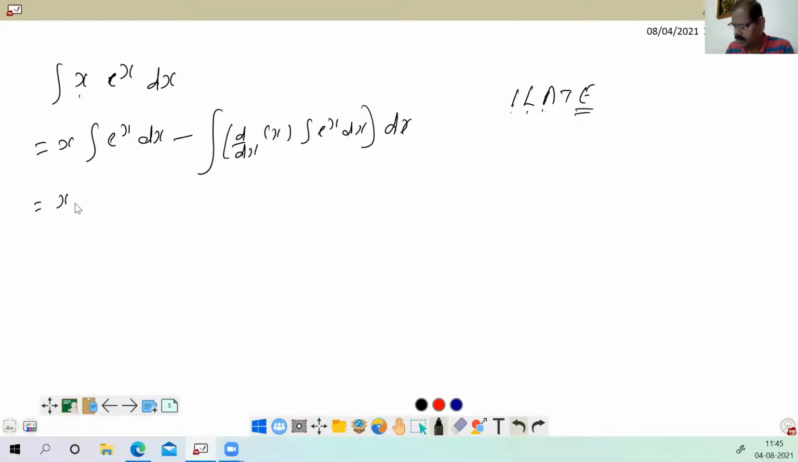So x into integral e raised to x, which is e raised to x, minus integral of d by dx of x, which is 1, into integral e raised to x, which is e raised to x, dx. So this is x e raised to x minus integral e raised to x, which is again e raised to x, plus c.